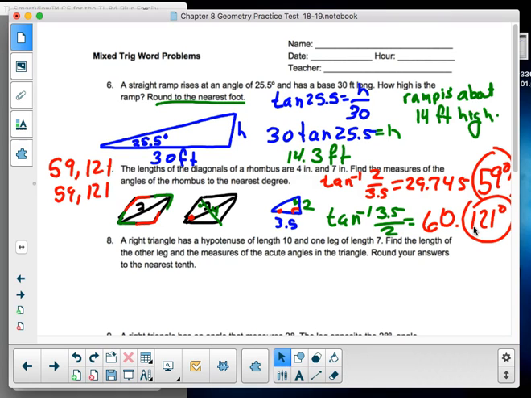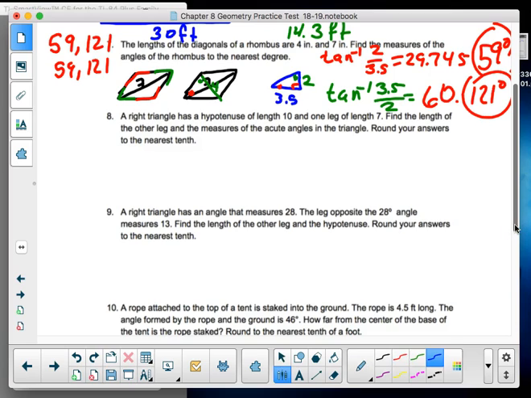Okay, so now a right triangle has a hypotenuse of length 10 and one leg of length 7. Find the length of the other leg and the measure of the acute angles in the triangle. Round your answers to the nearest tenth. This is called solving a right triangle. We're finding missing pieces, so I'm going to find x, and we'll call the vertices A, B, and C.